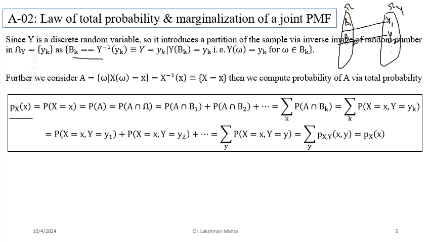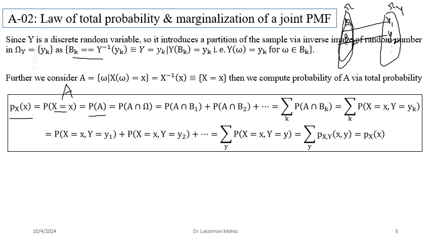Now, from the law of total probability, suppose x is observing a small x, and you denote it by an event A. If you are willing to compute the probability of event A, and the sample space has been partitioned into various members B1, B2, B3, up to, finite or infinite, depending on the case, how will you compute the probability of A? As per the law of total probability, A will come here this way. It has a common element in every Bi.